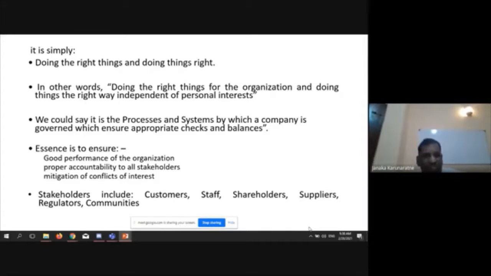So in simple terms, what does governance mean? A few points I would like to highlight: doing the right things and doing things right. In other words, doing the right things for the organization and doing things the right way, independent of personal interest, which covers two aspects. We usually talk about conflict of interest. Whatever you do, do it the right way and also do the right things, not the wrong things.